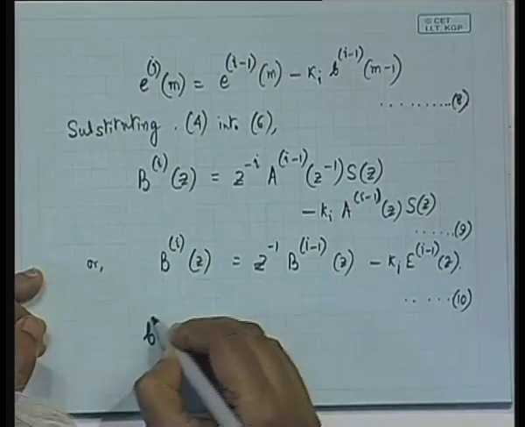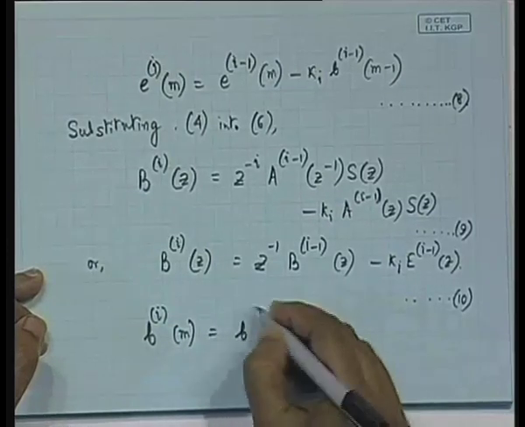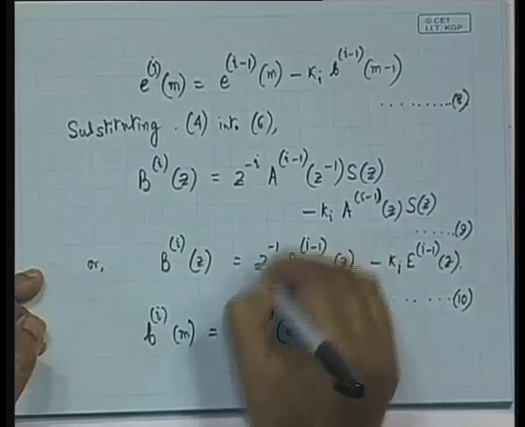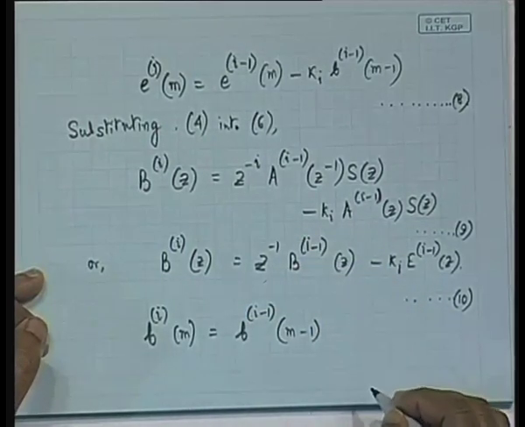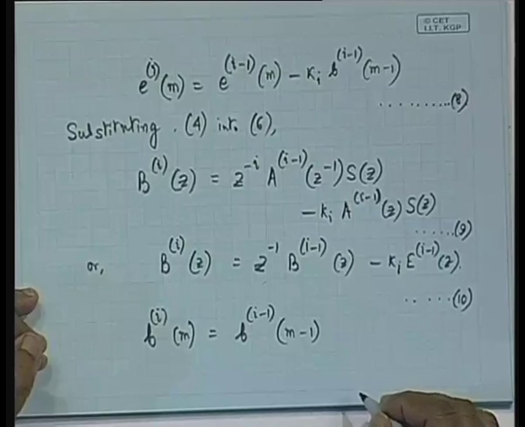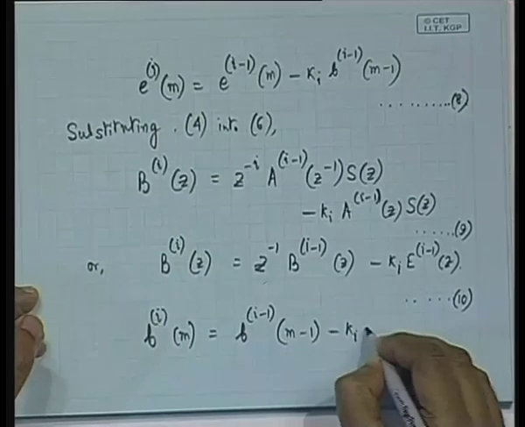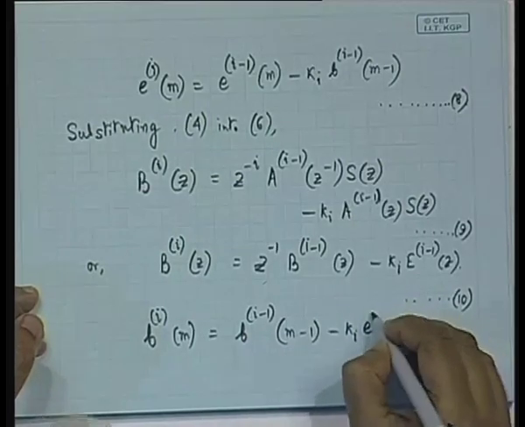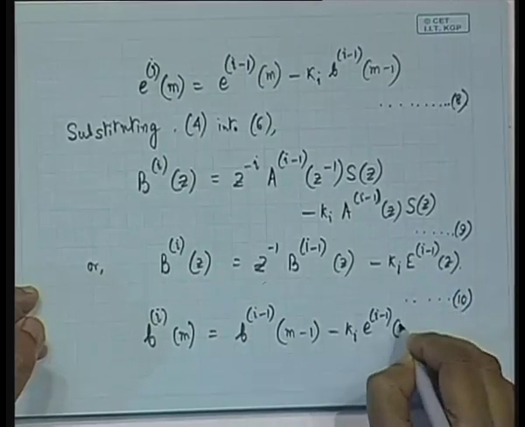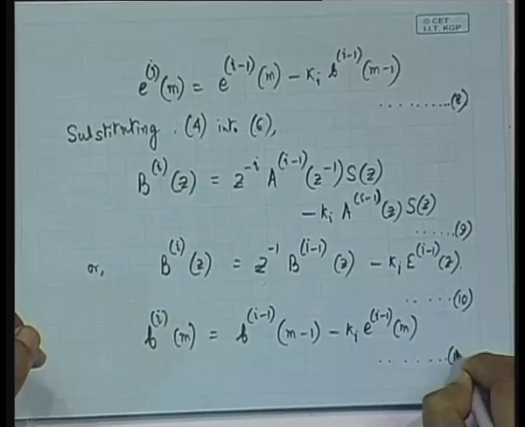So, this is in the z domain, it is very clear, and just taking the inverse z transform, what we will get is b I of m can be written as b I minus 1 m minus 1, because of the presence of this z to the power minus 1, this 1 unit of delay. In the realization of the filter we have to give that 1 unit of delay, and then this is minus k I into e I minus 1 as it is, and here it is e I minus 1 m simply. So, this is equation number 11.